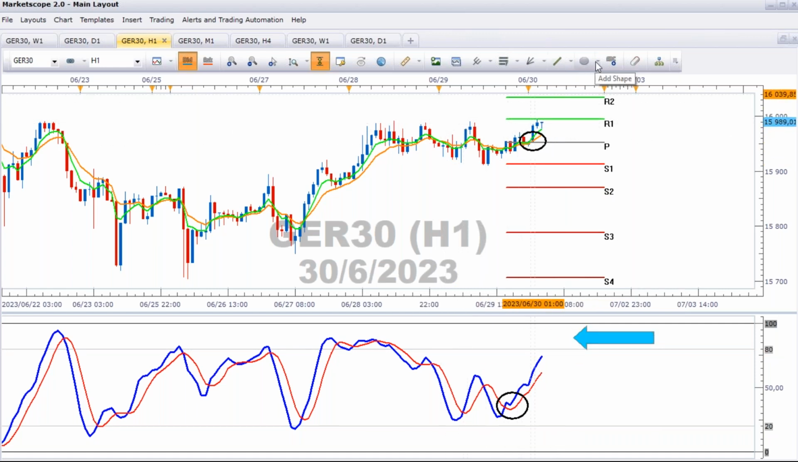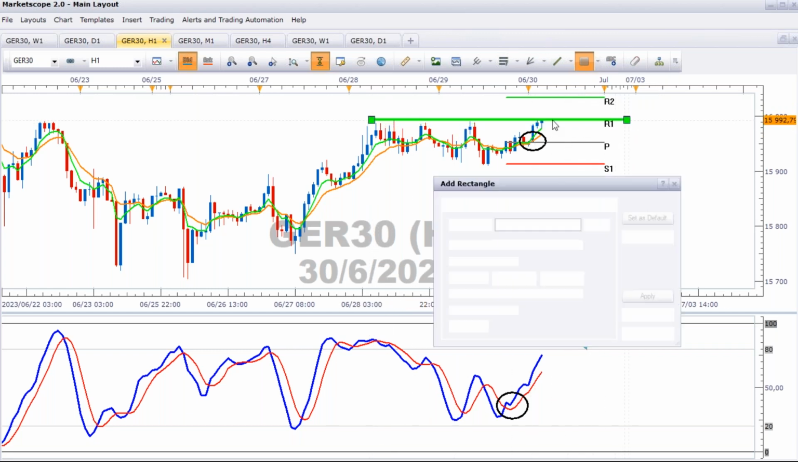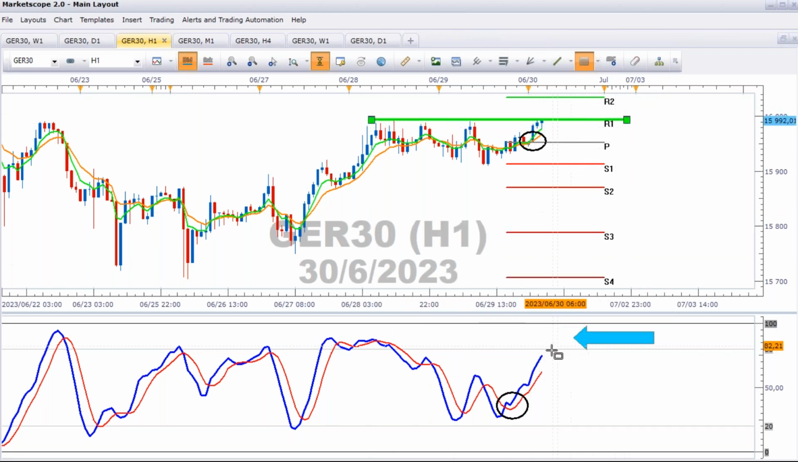Just see the resistance here at R1. So we'll need to just get above that resistance at R1, and the stochastic would need to hold above 80. Then we potentially got a swing on for today.